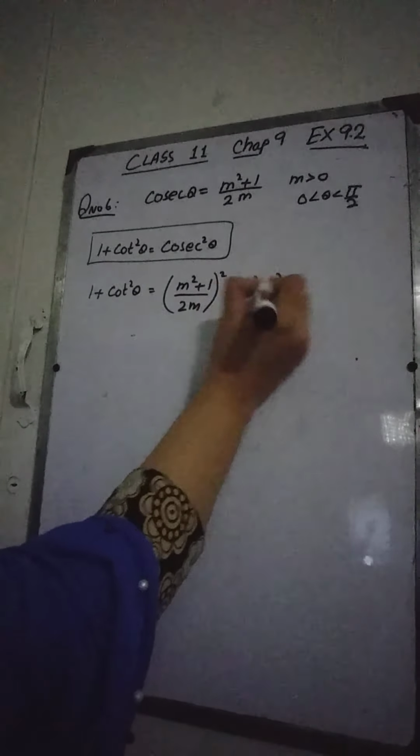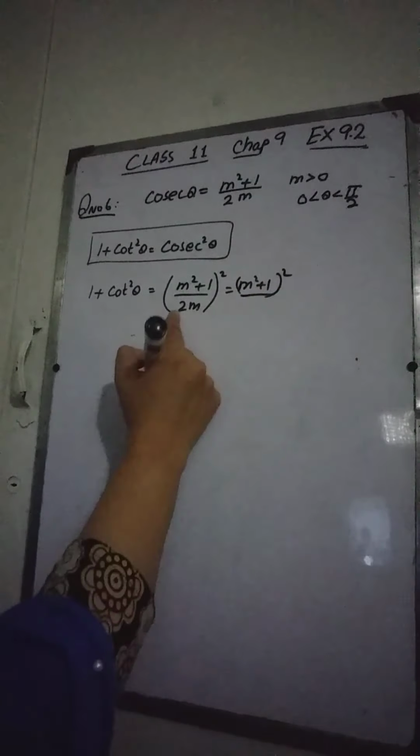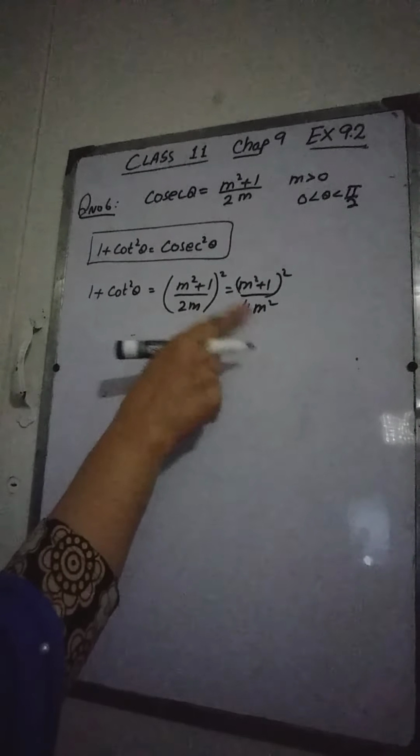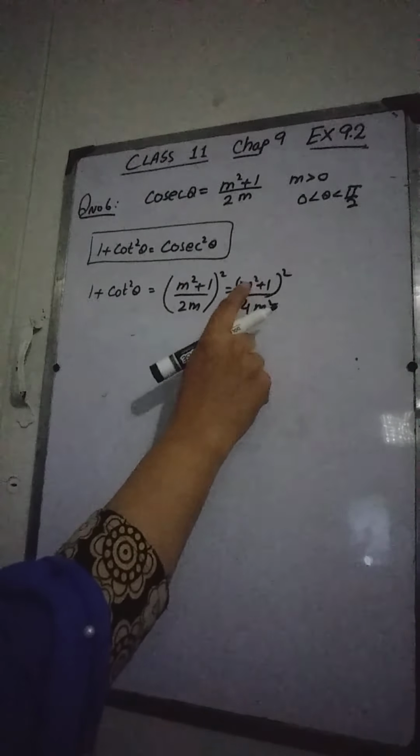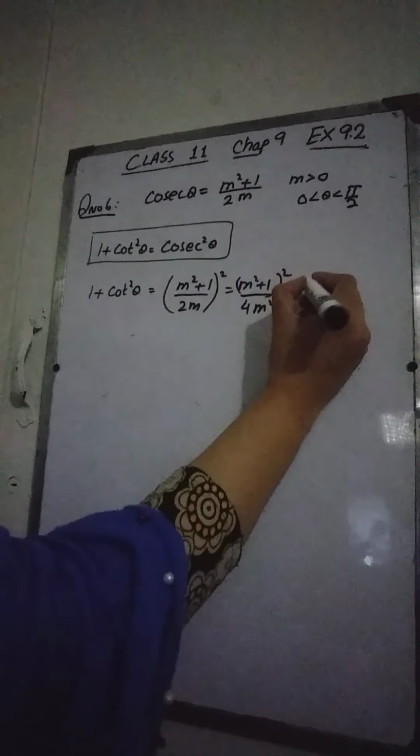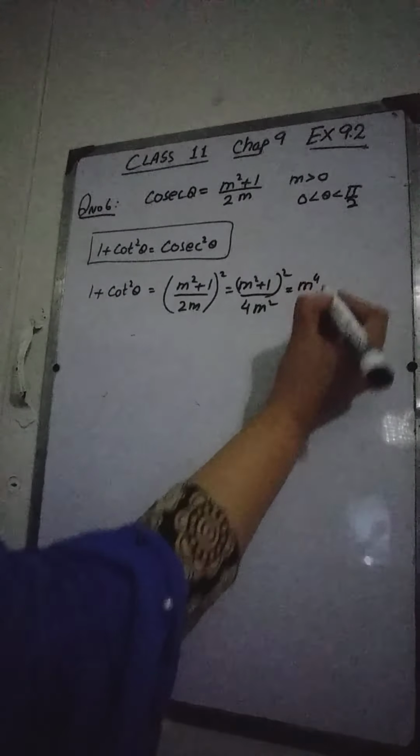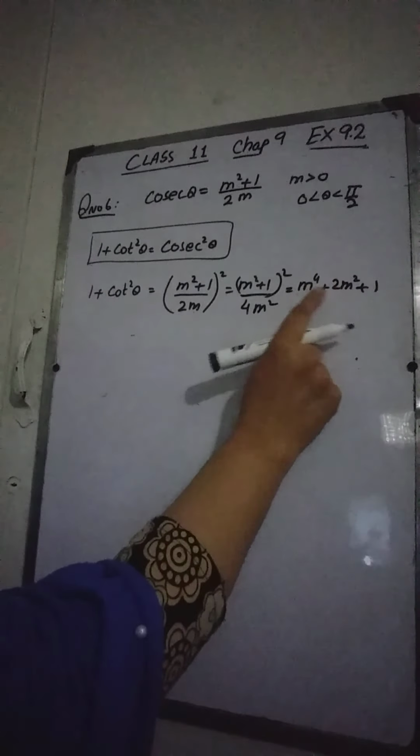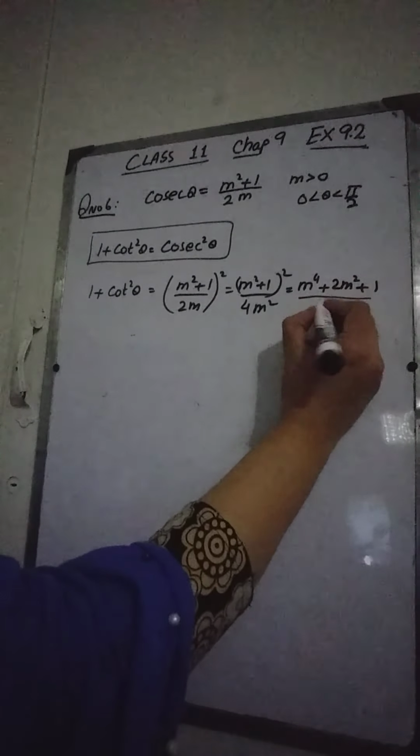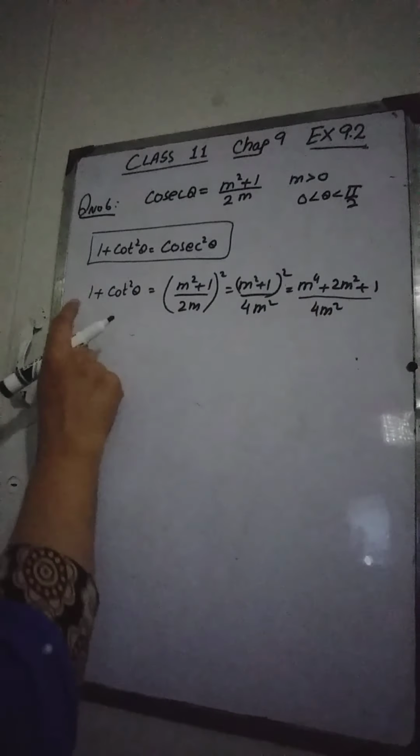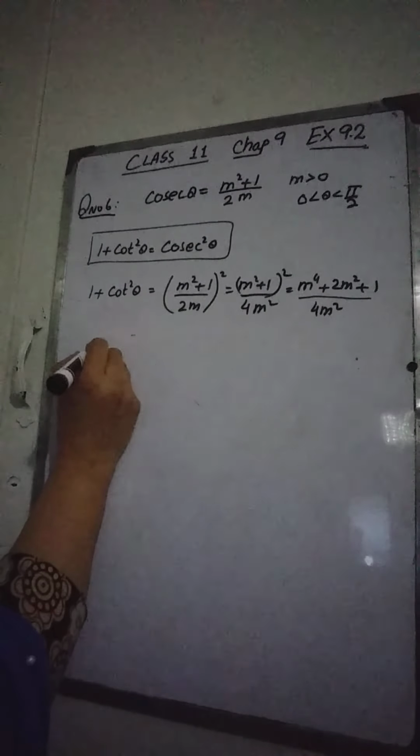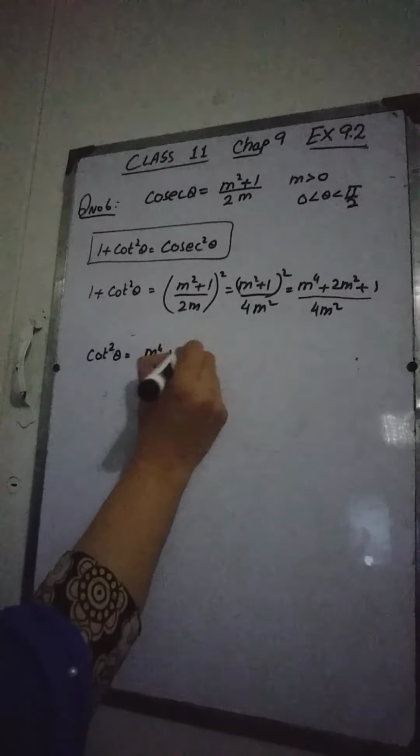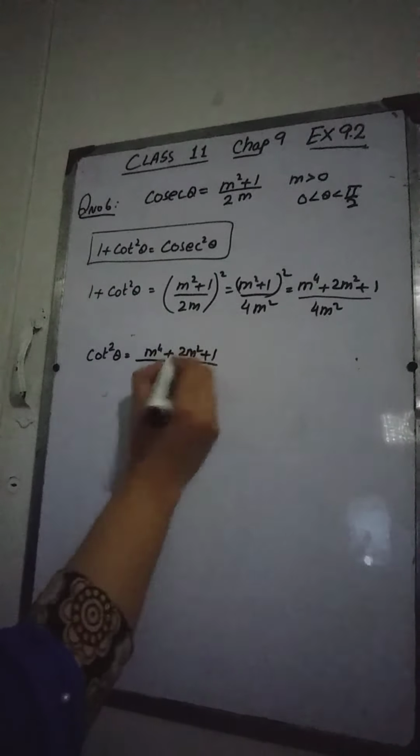Now solving this, it will be the square of the numerator and the square of the denominator will be 4m square. 2m whole square will be 4m square, and m square plus 1 whole square, opening this with the help of the formula a square plus 2ab plus b square, will be equal to m raised to a power 4 plus 2m square plus 1. Now 1 plus cot square theta is equal to this. It means that cot square theta will be equal to m raised to power 4 plus 2m square minus 1.